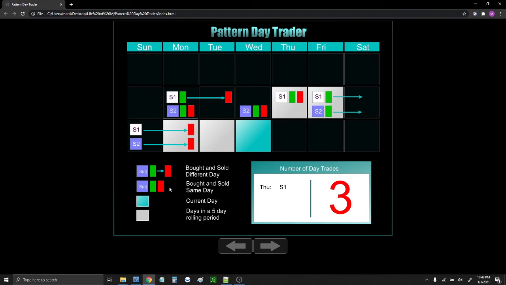So hopefully this helps everybody understand what the pattern day trader rule is. It's something you want to keep in mind because it can hurt you if your account gets locked and you have open transactions that are occurring. And, you know, it could go down and you won't be able to close it.